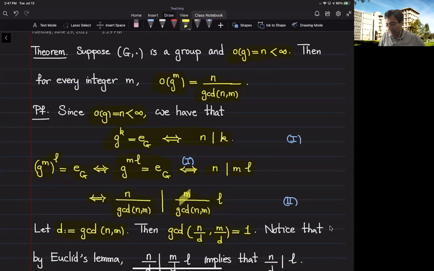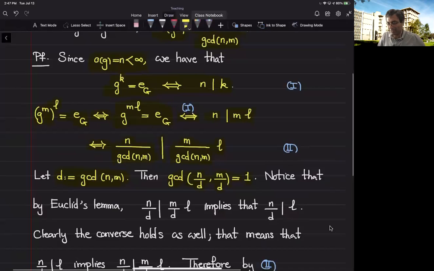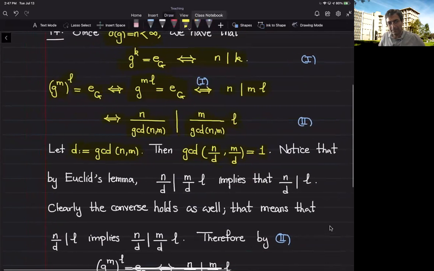This divides the product of this guy and L. It should ring a bell, and that should be Euclid's lemma. By Euclid's lemma, and the fact that n over d divides the product of m over d times L, and n over d and m over d are co-prime, so they have no multiplicative factor in common, this one is redundant. I can drop it. That's what Euclid's lemma tells us.